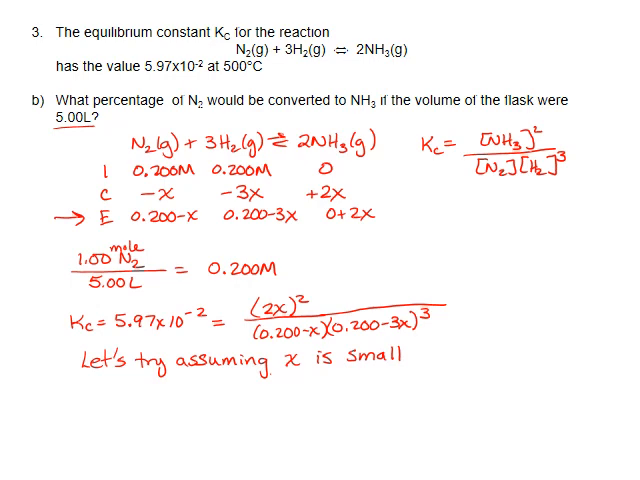Why can we assume x is small? Well, we have an equilibrium constant, which is much less than 1. Again, this means that this is a reactant-favored process. So at equilibrium, we expect there to be mostly reactants and not too many products. Since we're starting with mostly reactants, the change or the shift shouldn't be very large. In other words, x is small.